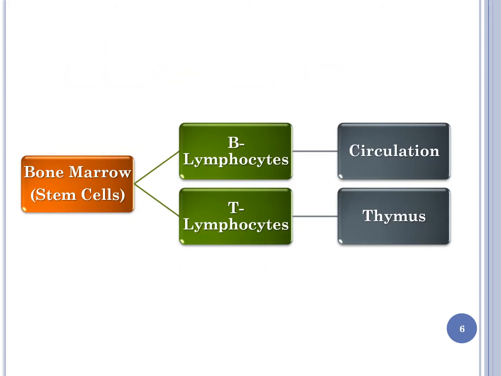So this is the same exact thing we just finished talking about. In the bone marrow, you have your stem cells. So you have what are known as B lymphocytes, and you have what are known as T lymphocytes. B lymphocytes go directly to your circulation, and your T lymphocytes go straight to your thymus.